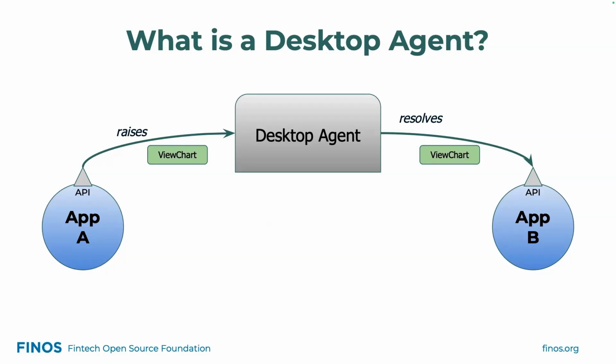So App A would raise this view chart intent, is what we call them. And there's a thing called the desktop agent, which is like a postman. And it's going to try and find somebody on the desktop that is going to handle that intent. And so it uses this resolution strategy to decide that App B would be a good place to send that intent to. And so the idea is that App A would raise the view chart intent, and then App B would resolve that view chart intent and show the charts. And so all of this is happening at runtime on the trader's desktop. So if App B is not working or gets replaced by App C, App A doesn't need to worry about that. It can just still raise that intent, and then at a later date, another app might resolve it.